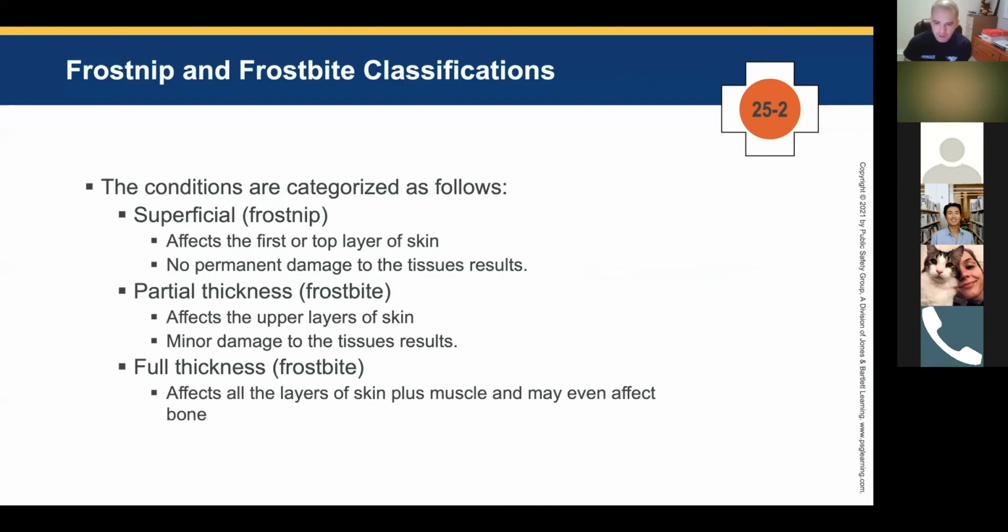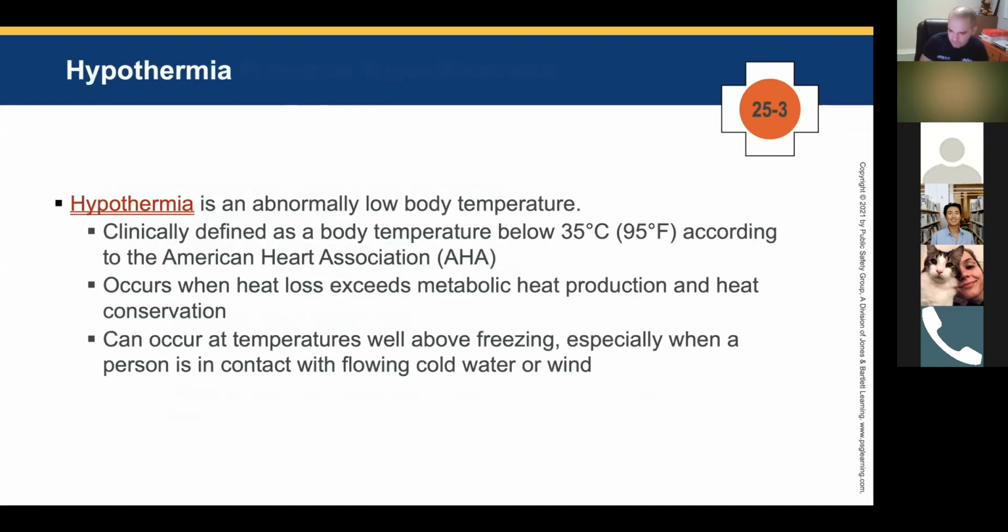So when we talk about frostbite, it's categorized in three different ways. We have what we call superficial frostbite or frost nip, which we already talked about, which affects the top layer of the skin, and we don't see any permanent damage. Then we have partial thickness frostbite, which goes into the upper layers of the skin, which can result in some minor damage. And then we have full thickness frostbite, which goes all the way down into the layers of the skin and may include muscle and bone. If you think about that frozen chicken breast I talked about earlier, that would be like your full thickness frostbite, where it's completely solid through and through.